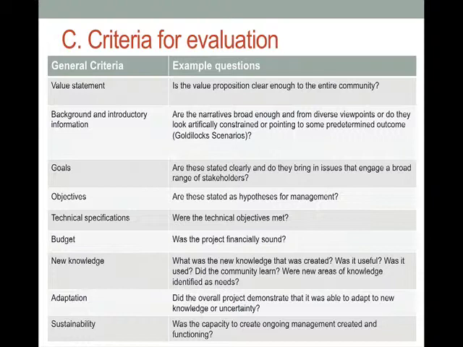So first, as a criteria for evaluation, we'd start out with a value statement. Is it going to be clear enough for the whole community to understand? Then we'd do some background and introductory information. We need that. We need the narratives, and they have to be broad enough so that people from all different points of view can understand them, and they have to be in a sort of a standard language that everybody uses, not scientific jargon, and not just dumbed down so much that we can't get at specific components. It has to be right in the middle there.